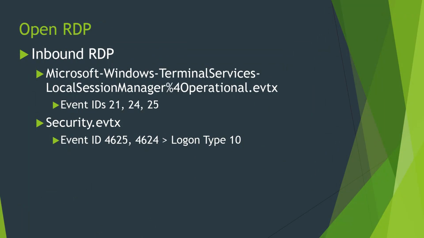this is one of my favorite artifacts. Microsoft Windows, Terminal Services, Local Session Manager, Operational. These three event IDs are going to get you connections, disconnections, reconnections, and you can start to figure out which ones are malicious. Some are going to have external IPs. Maybe that organization is set up to do outside RDP like that.